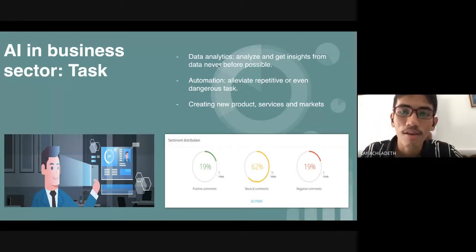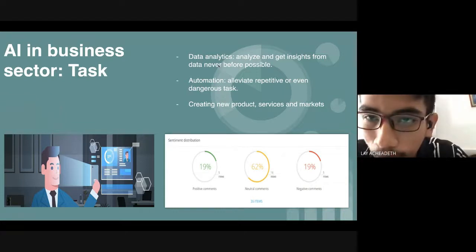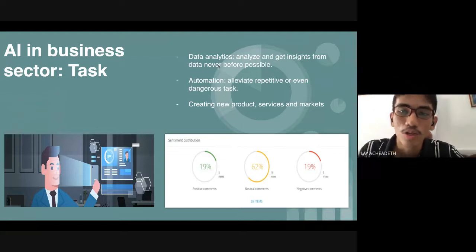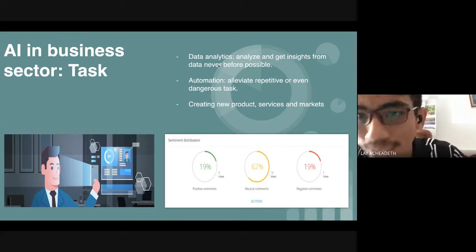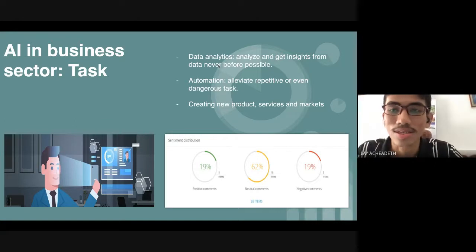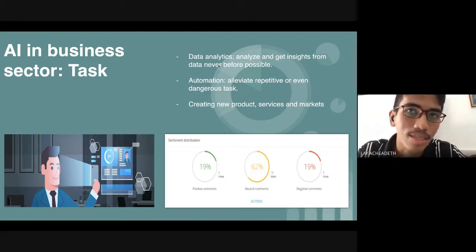Why do I say that never before possible? Actually, humans can analyze and get insight from data as well. But the phrase never before possible here means humans have limitations. Humans can get tired. Humans cannot work 24 hours a day, even with the help of electricity. That's one thing. So imagine humans can work only 7 hours a day, and then a machine can work 24 hours a day without ever getting tired, just with the help of electricity. So which one is more efficient in terms of analyzing data?